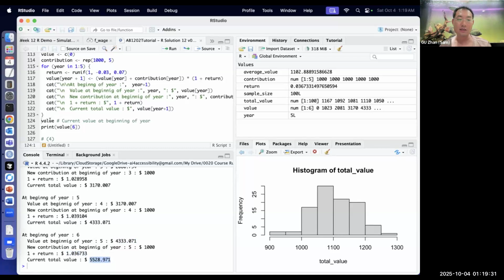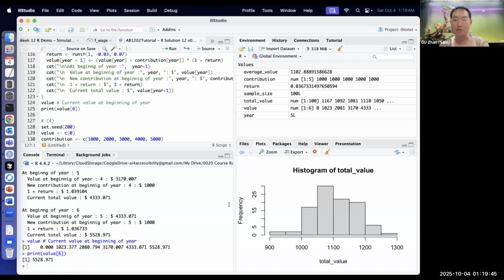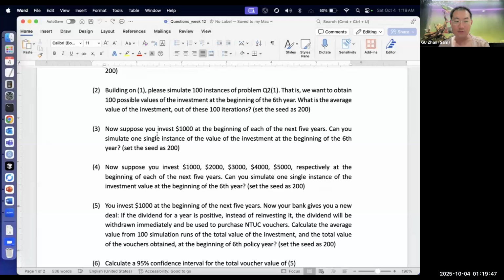So basically this is what it is saying. Then you are showing the value at the beginning of each year: year 1, year 2, 3, 4, 5, 6. These are them. Then you print the last one. This is the last one. So we have solved this question 3.